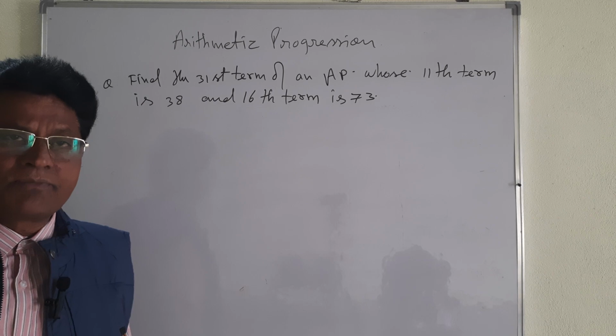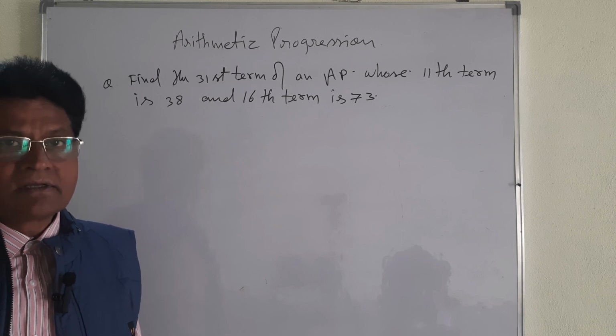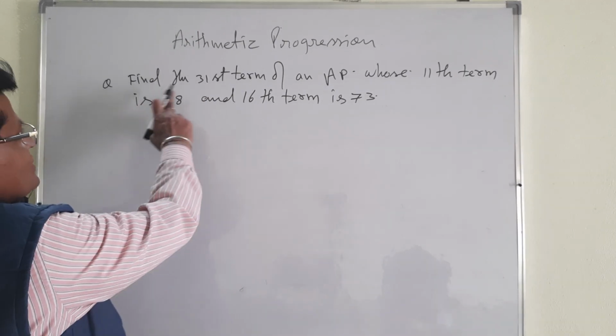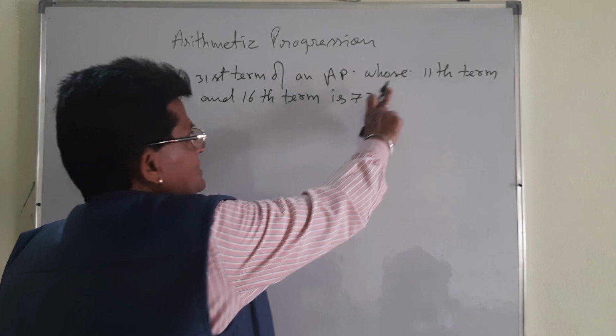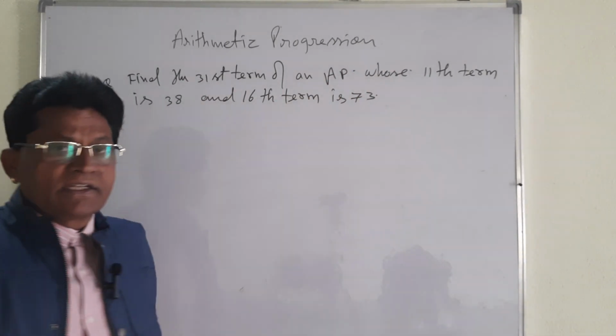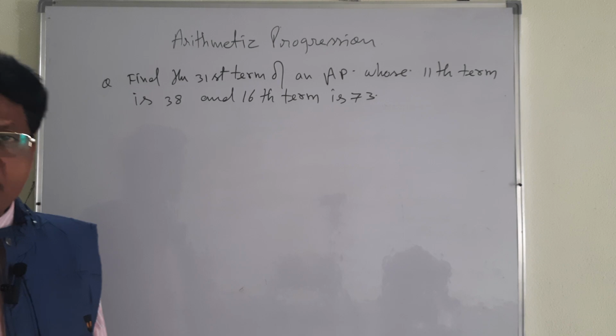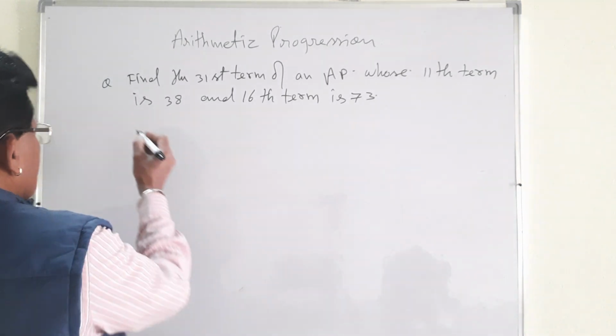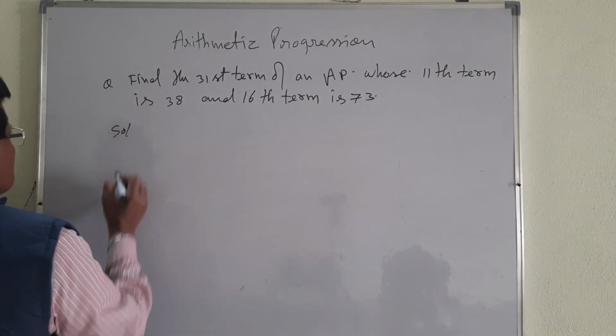31st term you will find out of that AP. What AP? Once again, find the 31st term of an AP whose 11th term is 38 and 16th term is 73. Very important question. Maybe they will ask that question. Solution.